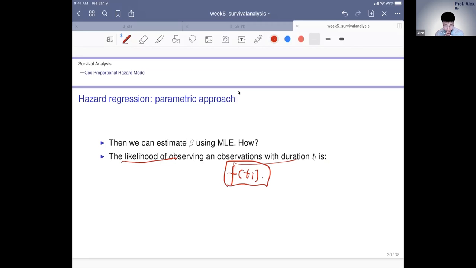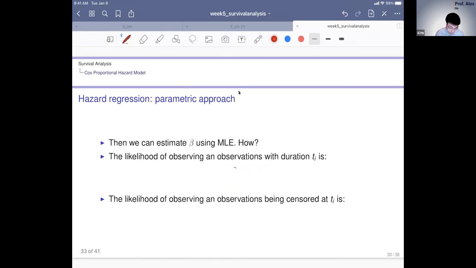And then remember the big issue about survival analysis is that we have the censoring, right? So there are some people who we don't observe the exact duration, we only know that their duration is bigger than something. So for this first case, you have the PDF f(t_i). For the second case, the likelihood of observing something being censored at t_i is the probability that your T is greater than t_i, and that's equal to 1 minus F(t_i), or S(t_i), right?